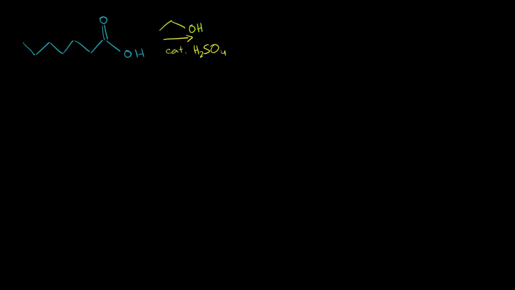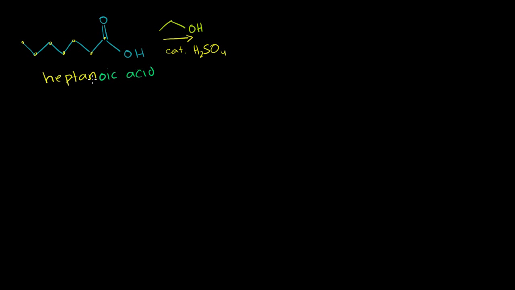Let's think about what might happen if we had a solution of this carboxylic acid here. We might as well name it just to get some practice. We have 1, 2, 3, 4, 5, 6, 7 carbons. So this is heptan, and then we don't write heptane because this is a carboxylic acid. It is heptanoic acid.